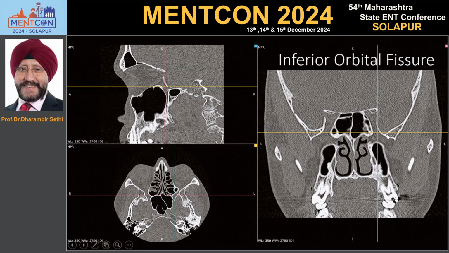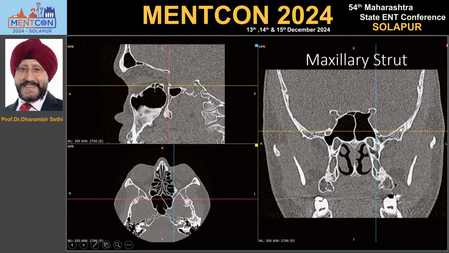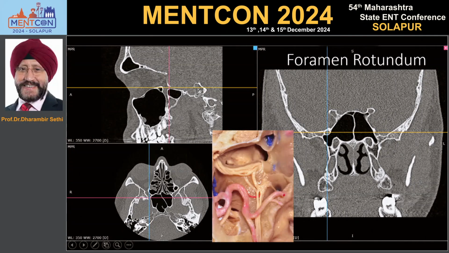The strut of bone from the greater wing of the sphenoid passes on to the body of the sphenoid, and that is called the maxillary strut, and that forms the foramen rotundum through which V2 passes. You can see it in all three different planes right here. That's the maxillary strut, and this is the foramen rotundum, and you can see the inferior orbital canaliculus, and here is the pterygopalatine fossa, and the nerve is running through the foramen rotundum right here.